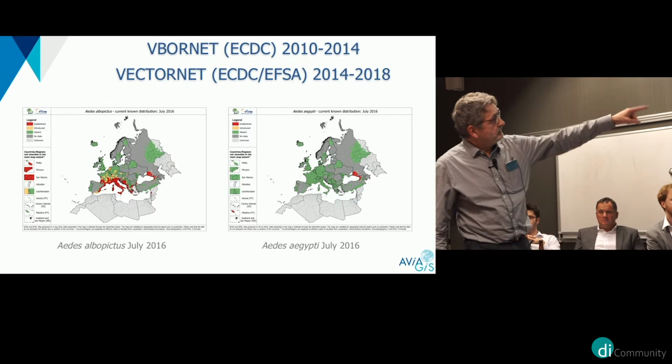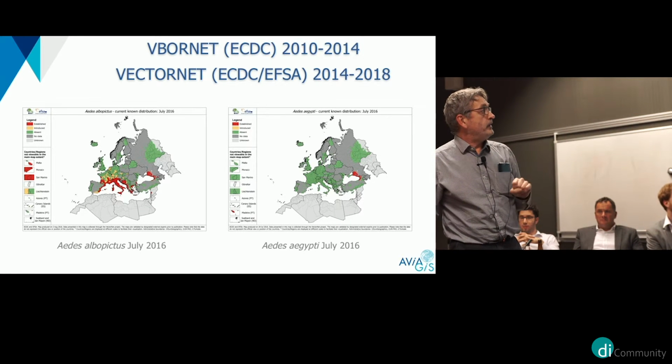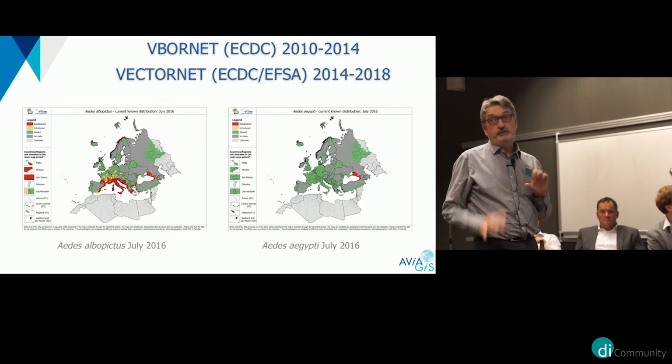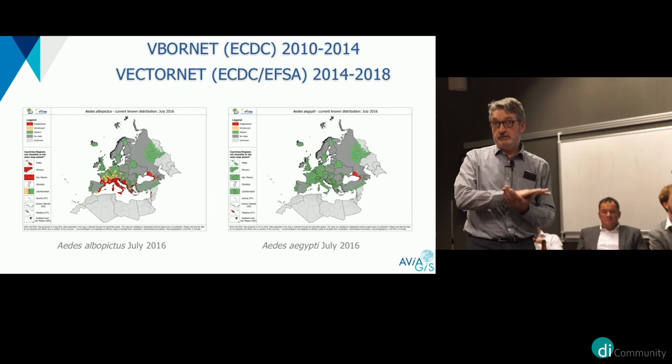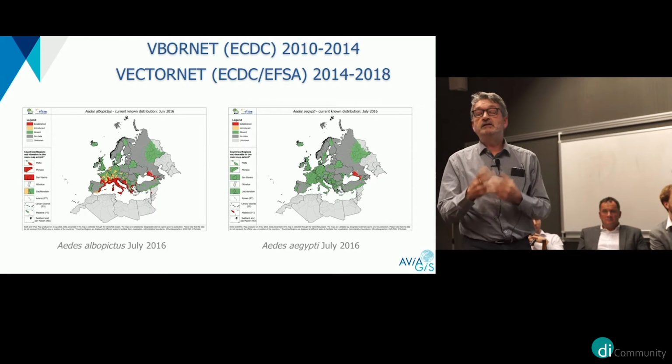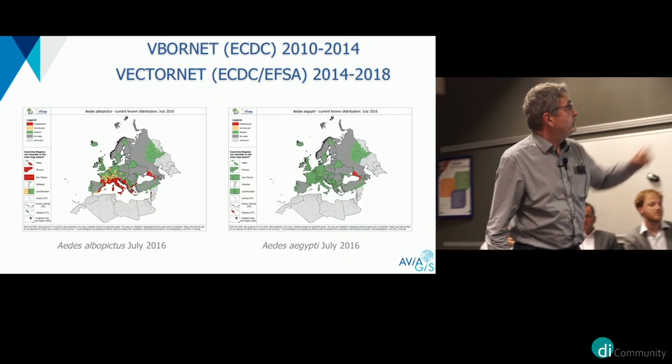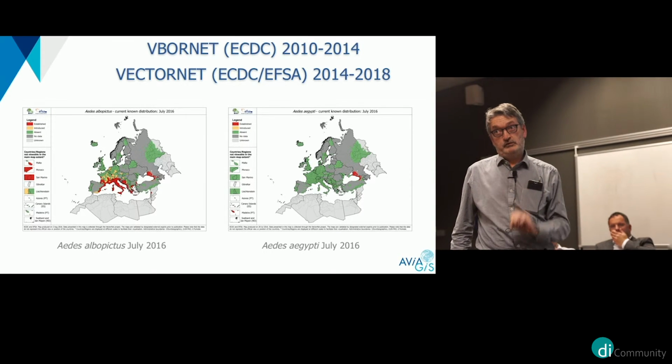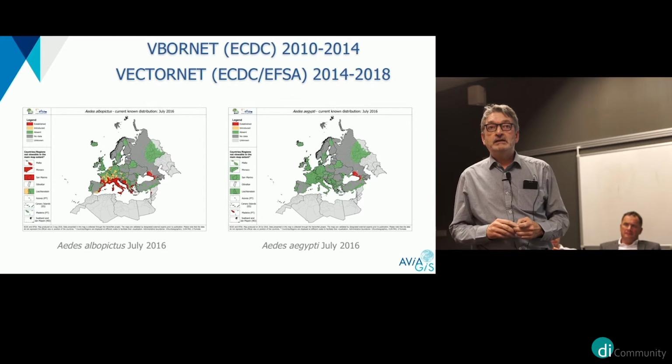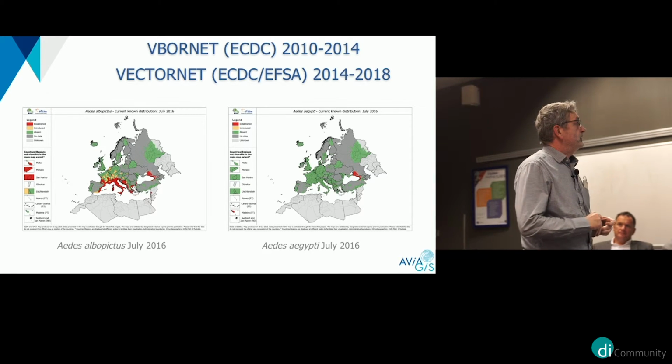Anyway, in green, we have experts who tell us that the mosquito is not there. This means that they do have surveillance programs, and they didn't find it. And in gray, we have experts telling us that they don't know. In a database, making that distinction is quite important.